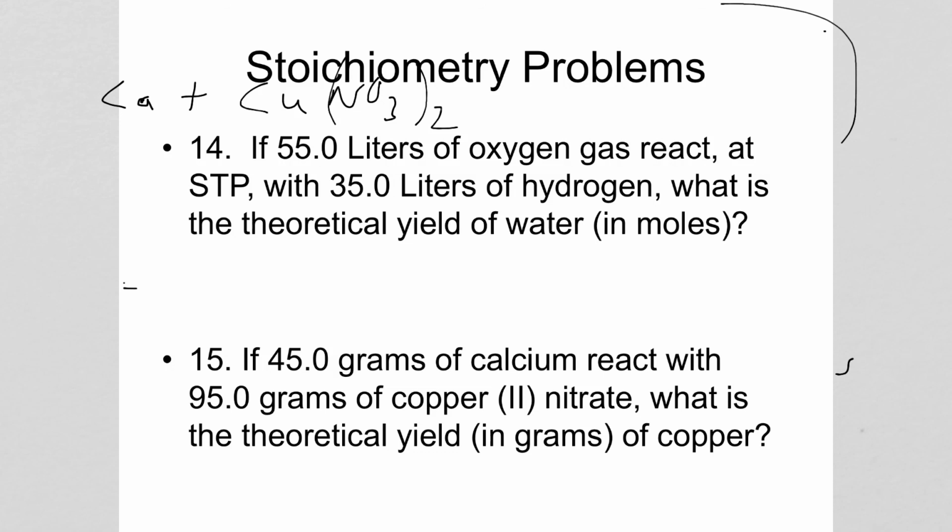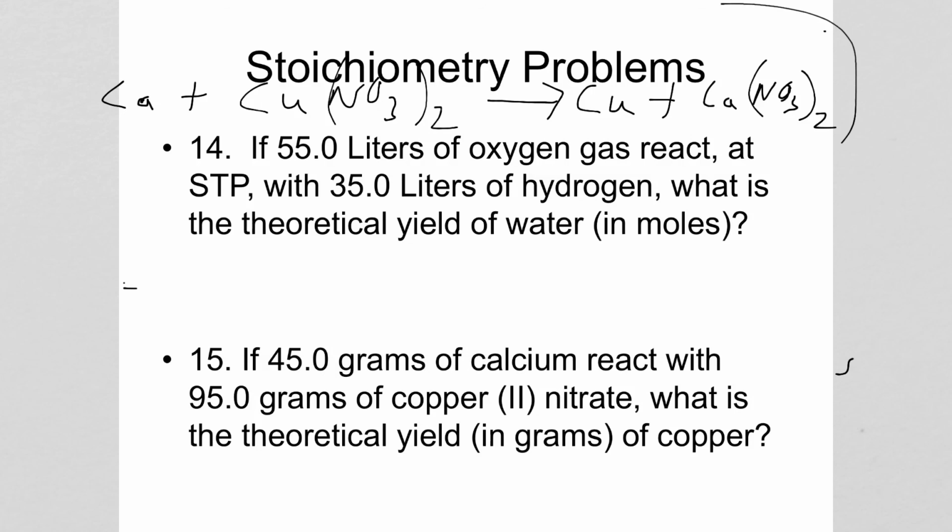This is going to be a single replacement reaction. Calcium is above copper on the activity series, so this reaction will happen. We'll end up with copper metal plus calcium nitrate. Check to see if it's balanced, and that equation is balanced as written. So now we need to determine the limiting reactant. Again, we can start with either of our reactants. I'm going to start with the copper 2 nitrate in this case.